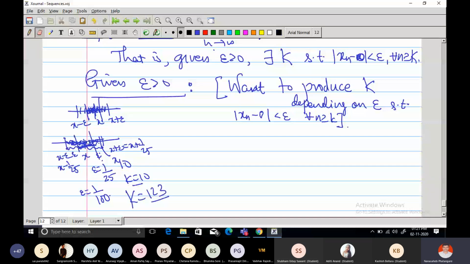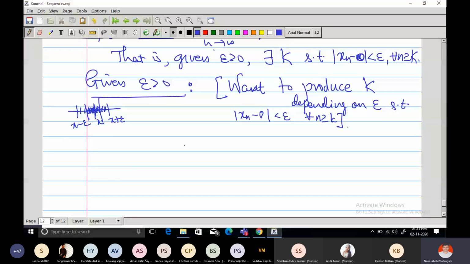And did you work out the problems which I gave for exercise? If you have worked out those problems, then you can understand how k changes with epsilon. If you choose a smaller epsilon, you need to produce a larger k. After that, terms are closer, right?